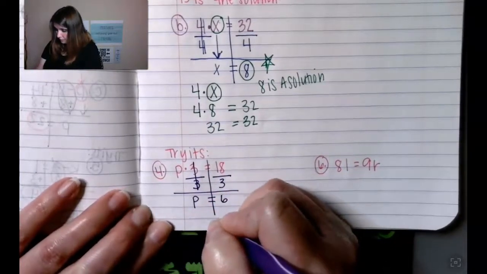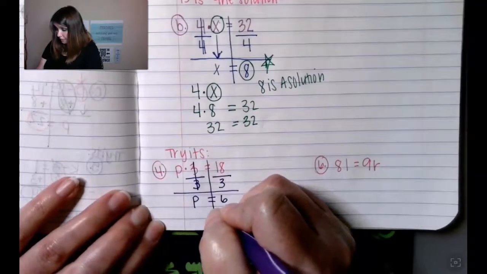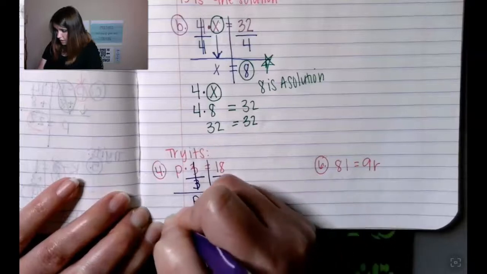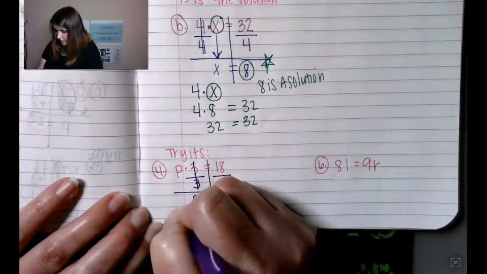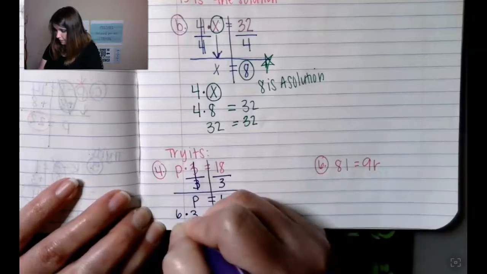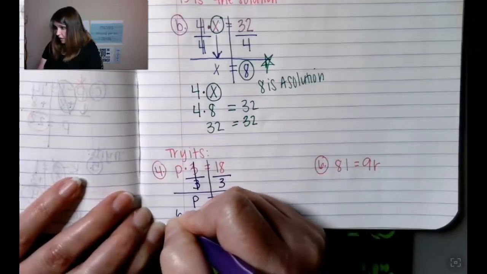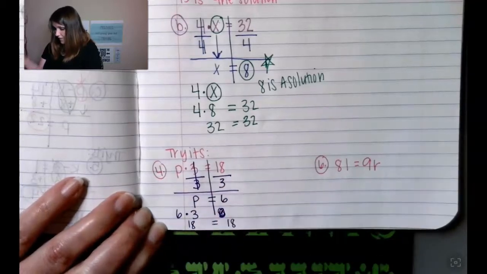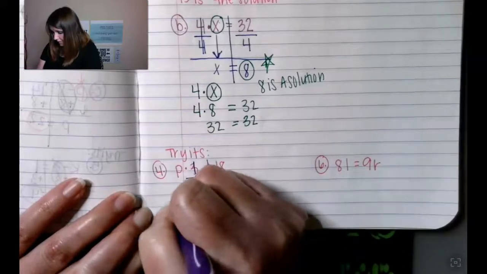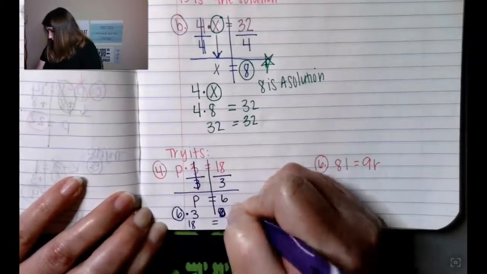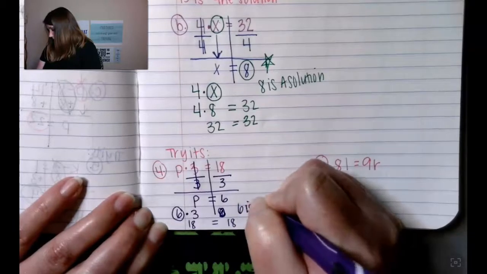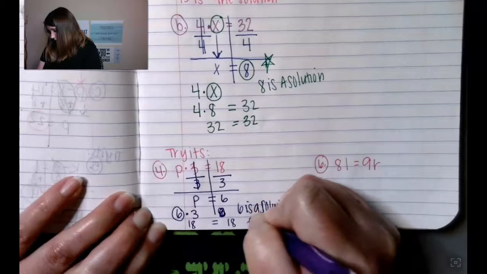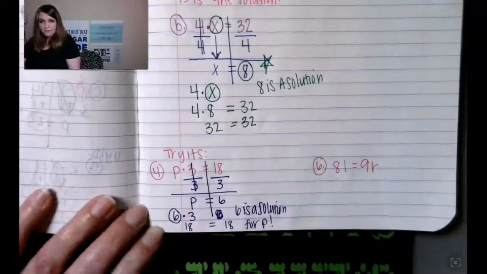All right, let's try this way. Check my solution. I know that 3, oops, wrong side. I know that 3 times 5 is 15, and 15 plus 3 more is 18. And 18 is equal to 18. Yes! So 6 has to be a solution. 6 is a solution for P. Yay! We got that one.